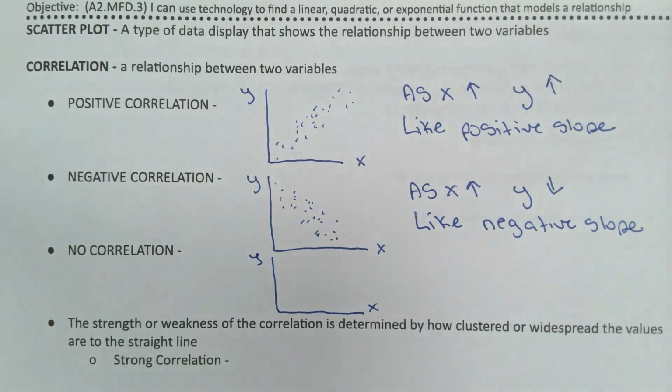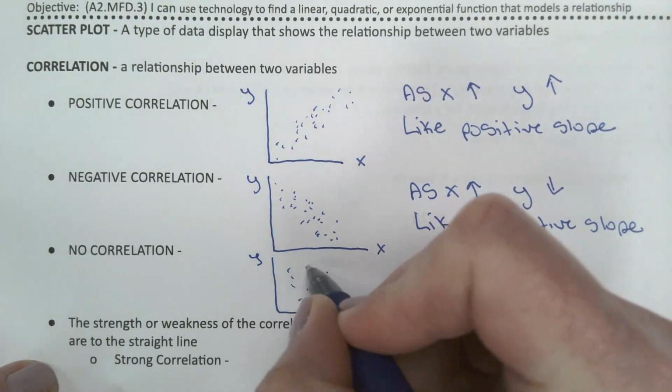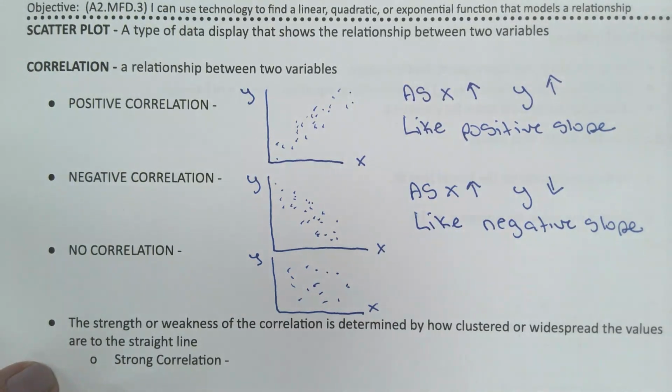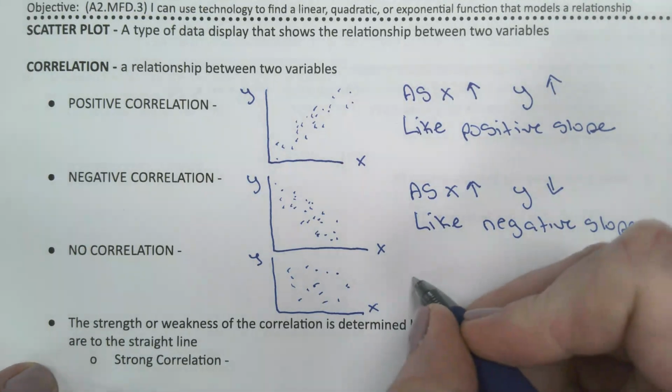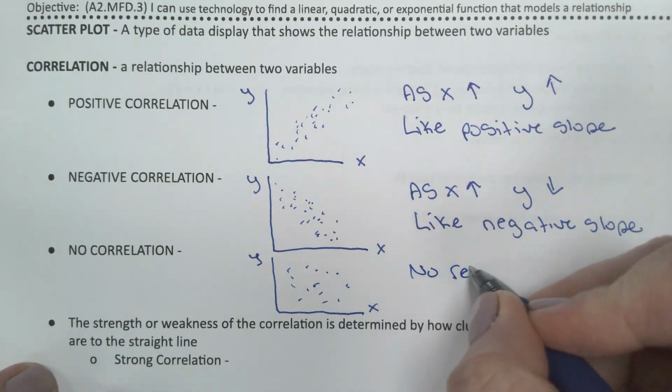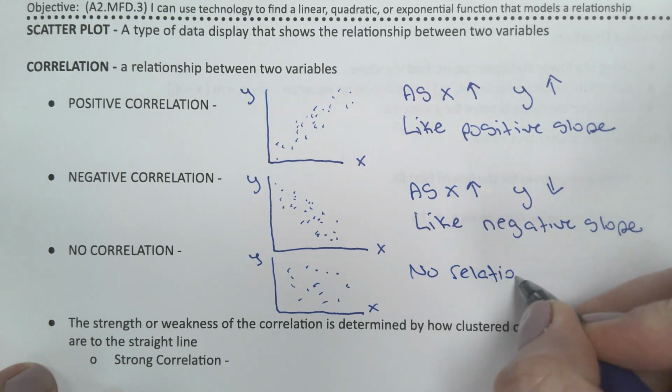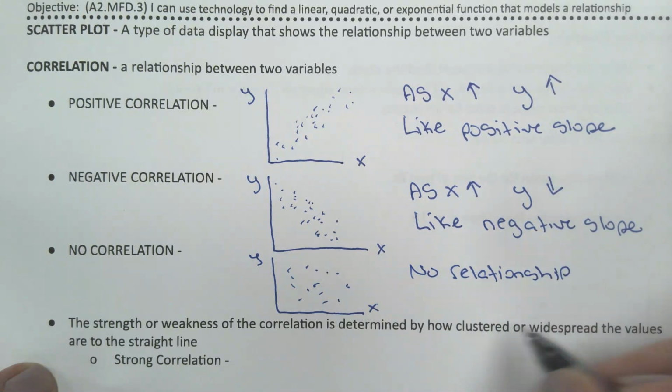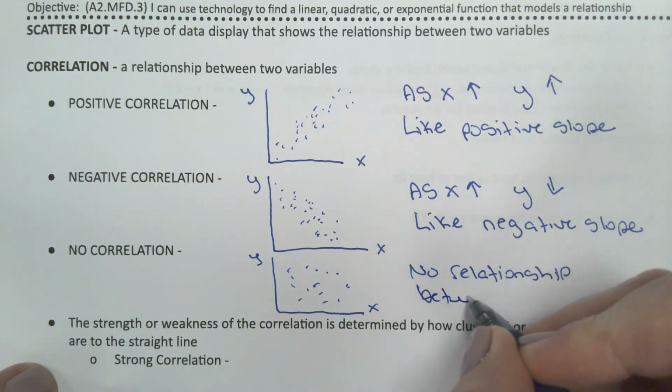Sometimes there is no correlation. Could you read my mind and tell me what this is going to look like? Just kind of random all over the place. There is no relationship between x and y.